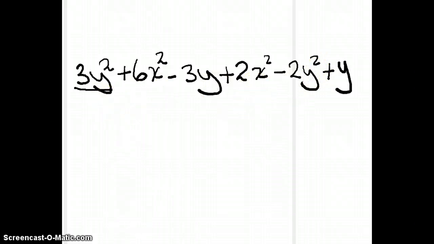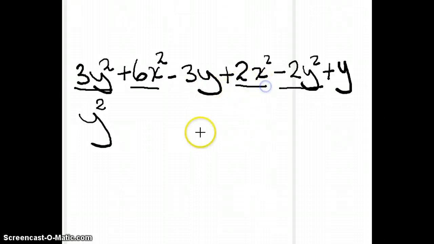3y squared minus 2y squared. I have a y squared left. I have a 6x squared. Is this an x squared? Nope. X squared? Yes. 6x squared plus 2x squared is 8x squared. Come to here.